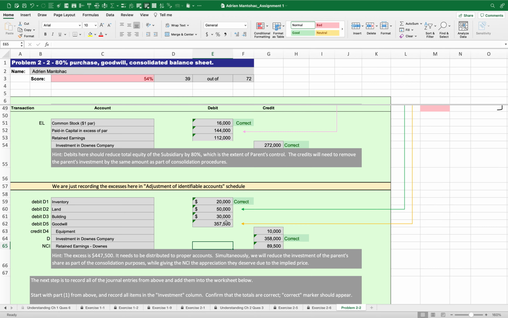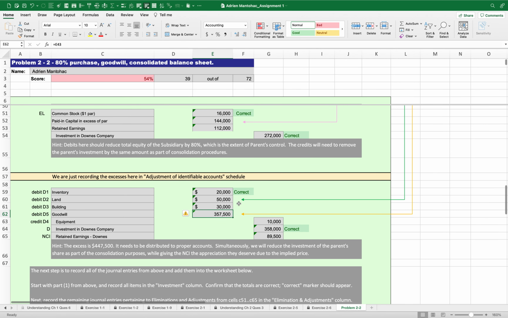All right. So that's where we got the 10,000 negative for equipment as a credit, and then a debit to goodwill. Remember, goodwill is an intangible asset on the balance sheet. It is categorized under assets.